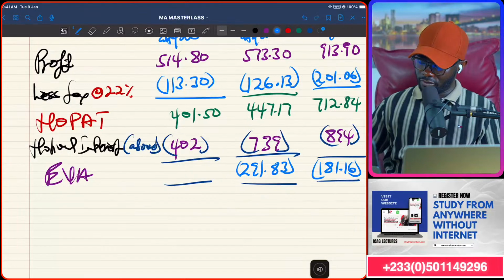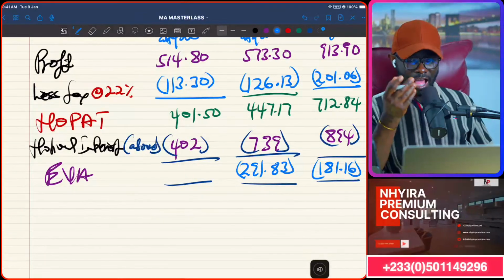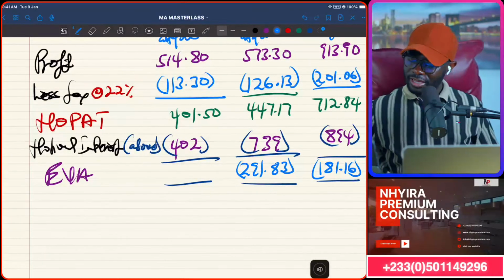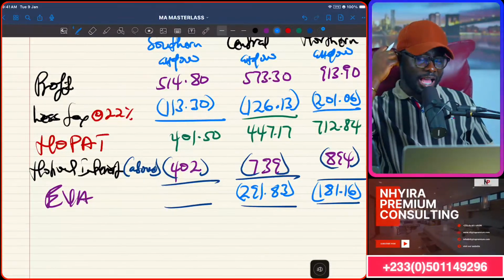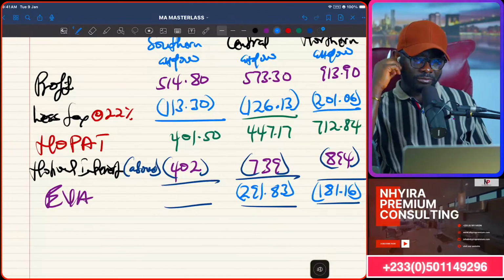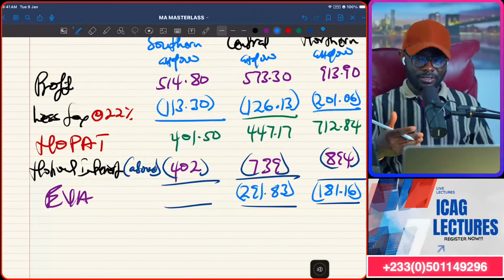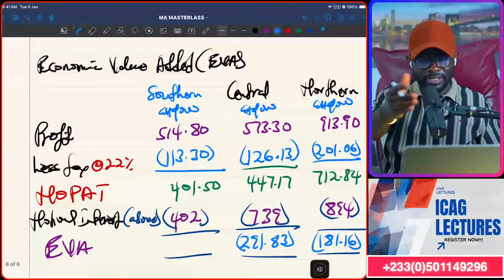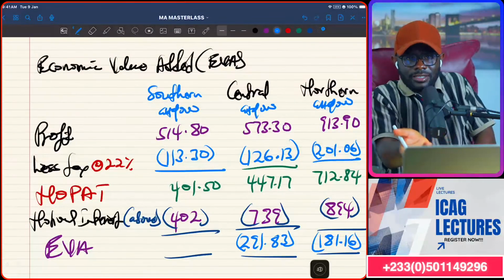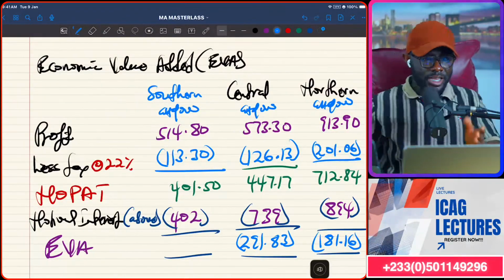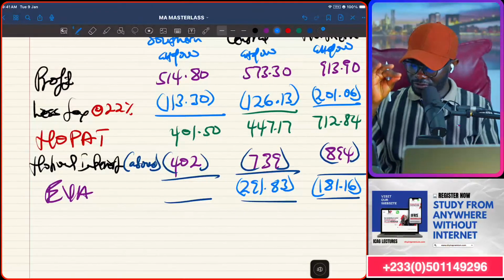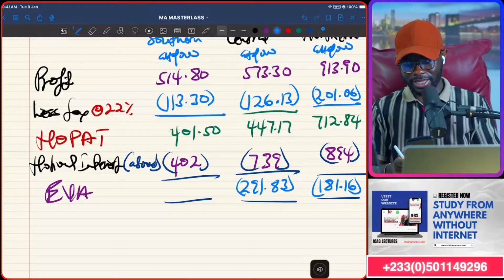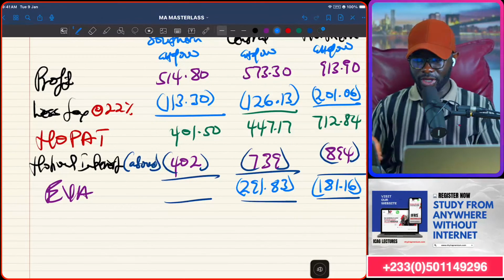That gives a negative 291.83. All of the indicators are not in favor of the Central and the Northern Division. Because if we look at the actual economic value of the activities during the year for Northern and Central, it's still negative. Now let's look at Southern. Southern is going to have a loss as well, but their loss is going to be just a little bit. Just a little bit, 0.5.